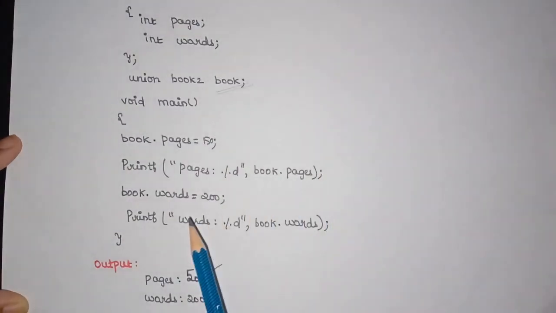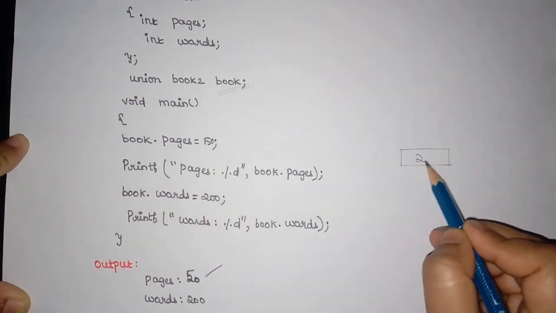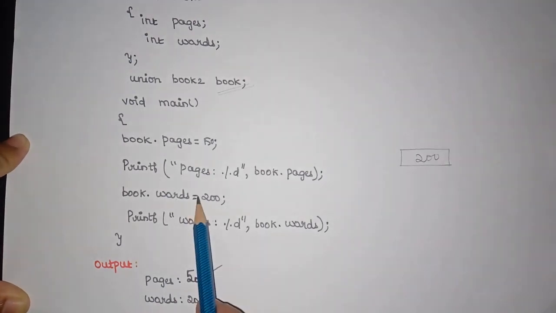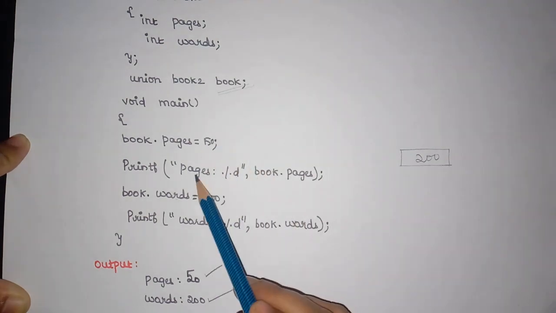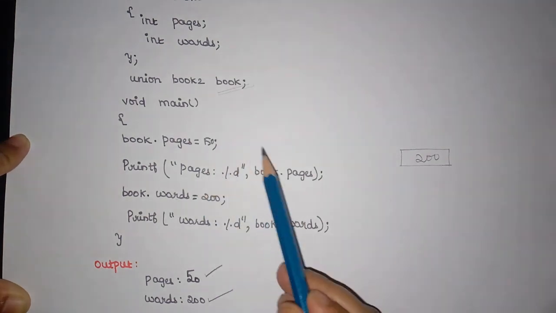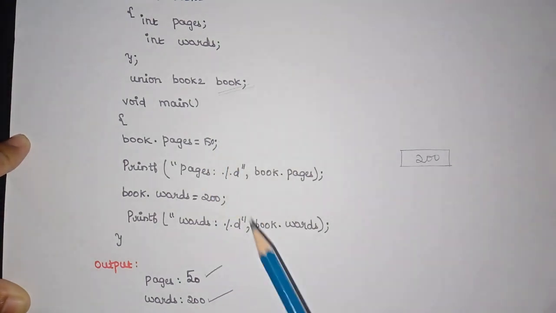Then after this printf statement, again I'm initializing the variable words with value 200. Now our memory will get updated with the value 200, and after the statement I print words. So this variable will give me the value 200. I'm printing the value first and then updating it, so here it will print the value 50 and here it will print the value 200.